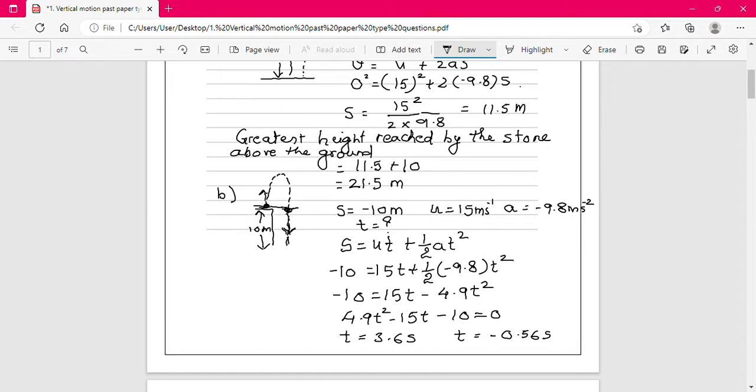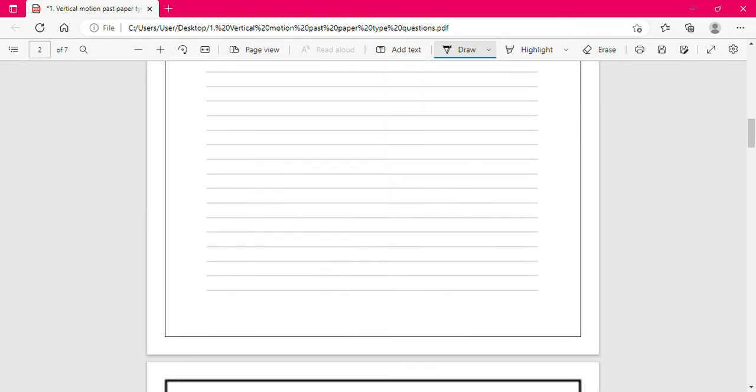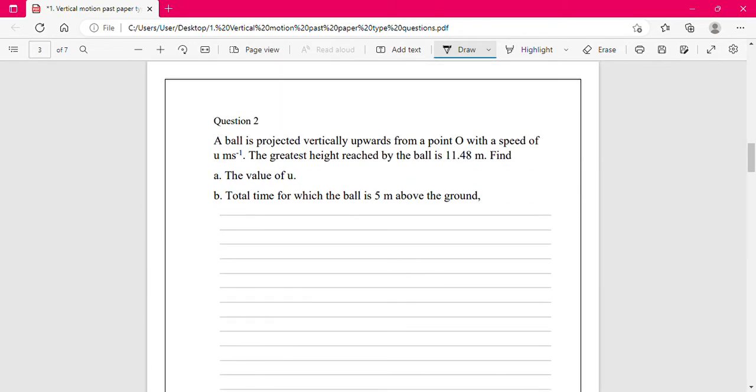Obviously, the time cannot be negative and hence the total time of flight is 3.6 seconds. So in this problem, keep it in mind that any vector that is pointing in vertically upward direction will be taken as positive and the vector that is pointing in vertically downward direction will be taken as negative.